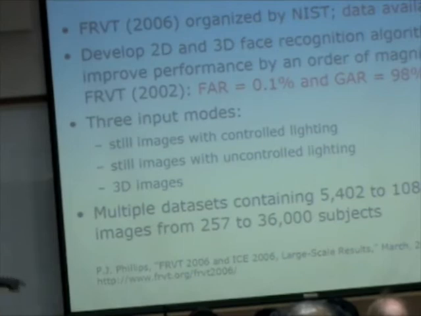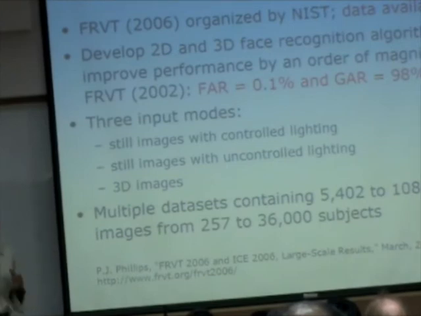Now, it turned out that the FRVT 2006 did meet some benchmark. The numbers are a false accept rate of 0.1%. At that false accept rate, the genuine accept rate was about 98% for the best performing algorithm. That is, if you're willing to tolerate 1 in 1,000 wrong matches, then you will successfully recognize the correct individuals about 98% of the time.